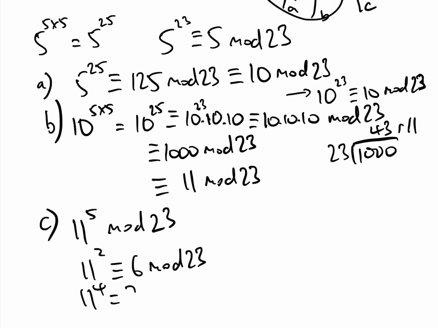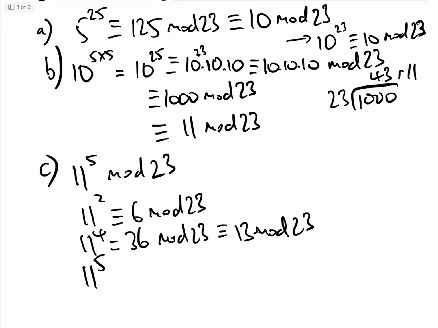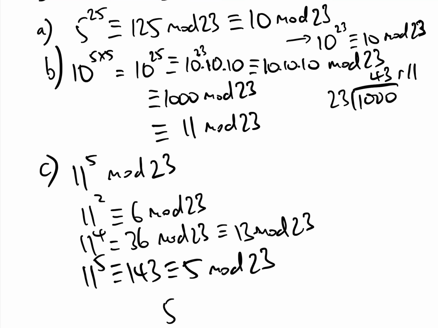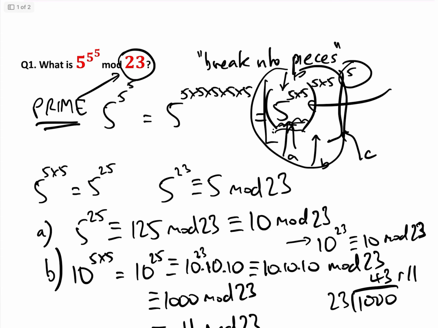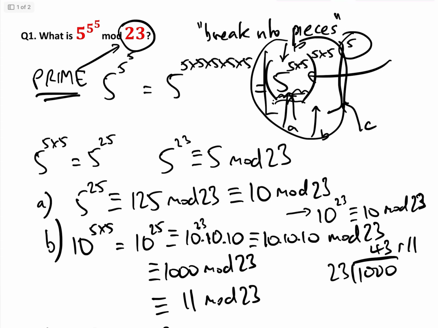So therefore 11 to the 4 is 36 mod 23, which equals 13 mod 23, and therefore 11 to the 5, which is what we want, is 143, which equals 5 mod 23, and therefore our answer, 5 to the power of 5 to the power of 5, is equal to 5 mod 23. That is our answer, and we're using the break into little pieces method.